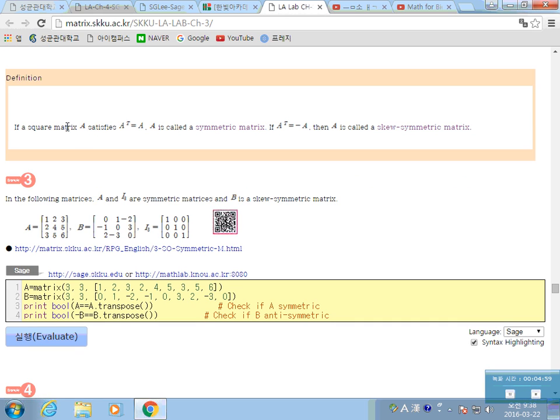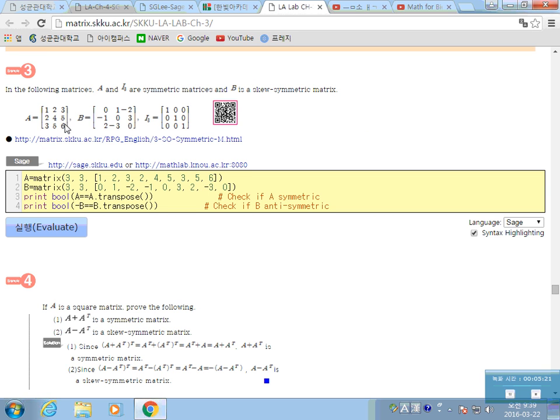And here, if A transpose is equal to A, then we call this matrix A symmetric. If A transpose is itself, then it is called a symmetric matrix. And if A transpose is equal to minus A, then we call A a skew symmetric matrix. Symmetric matrix and skew symmetric matrix.